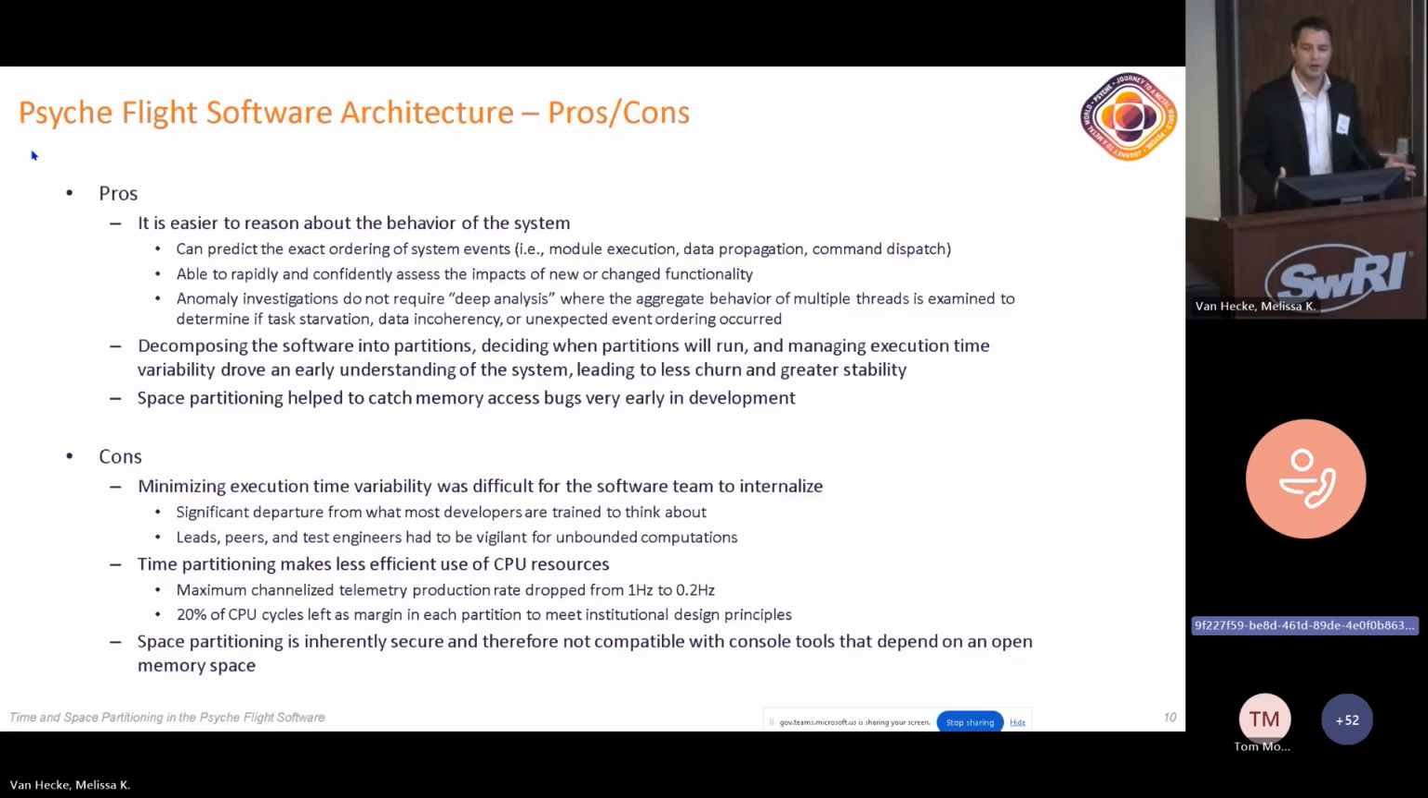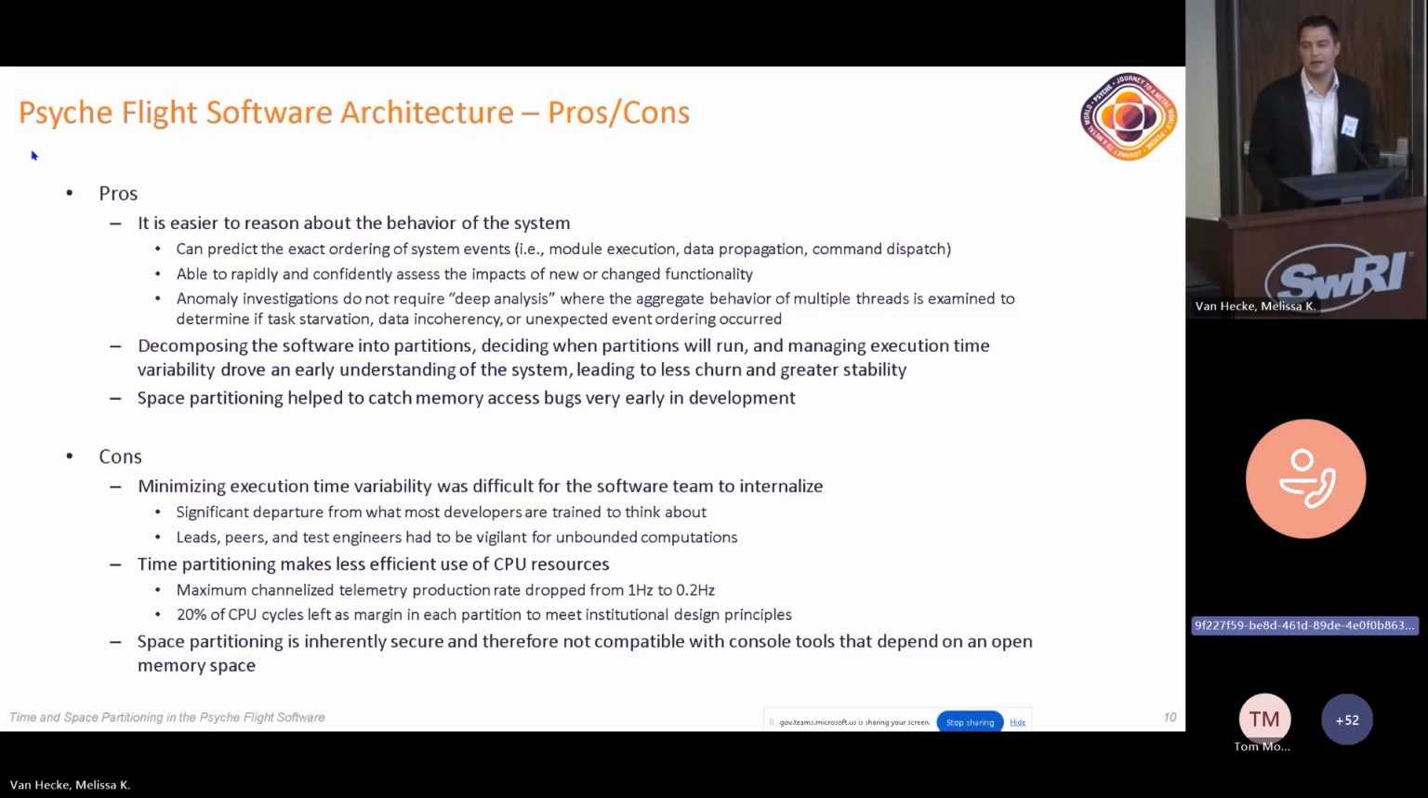On the negative side, again, I bring up this execution time variability. That was pretty challenging for our software team because it's not something that a lot of developers think about. They think, I'm going to do a mem copy that's a few kilobytes. They just say, do the mem copy. But here you've got to break the mem copy up, and do a few kilobytes every control cycle so that you're not doing a burst of activity in the CPU. So that difficulty led the leadership of the team and peer reviewers and test engineers to be very observant and very careful about unbounded computation.